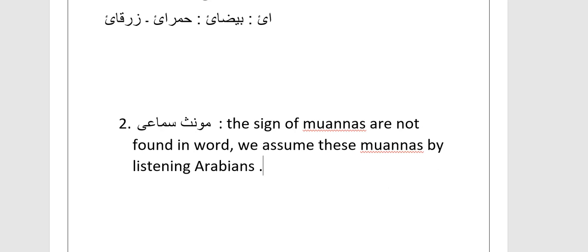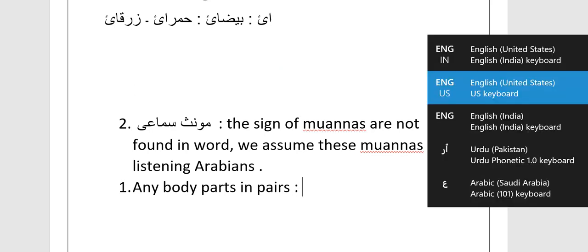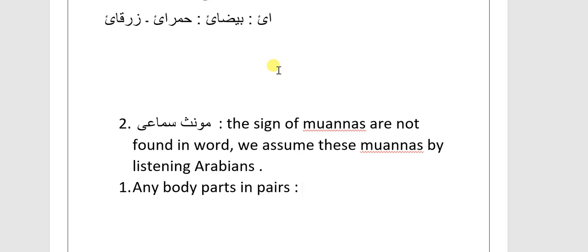In muannas simai, there are three kinds of muannas that we heard from the Arabians. One is any body parts in pairs. Body parts in pairs are muannas, even though they do not have any sign of muannas, because they are muannas simai.